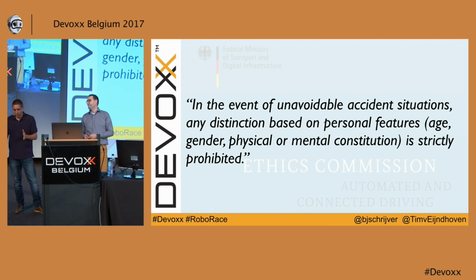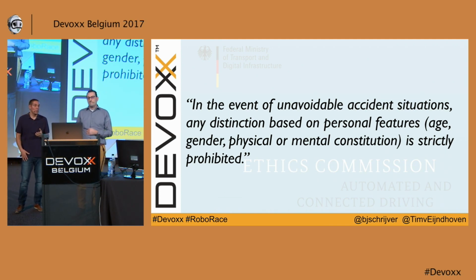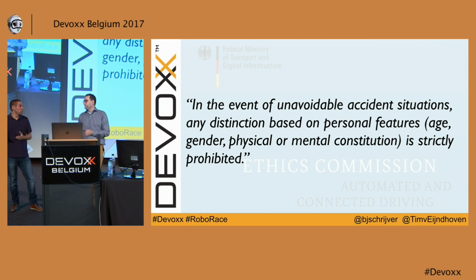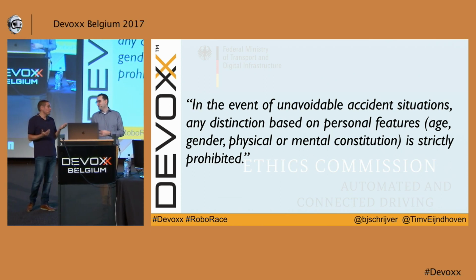If you need to choose between hitting someone on the right side of the road or on the left side of the road, there's maybe an elderly person who has a couple of years to live on one side, and there's a young child on the other side of the road. I don't know. Then I don't know if you shouldn't make any distinction based on personal features.